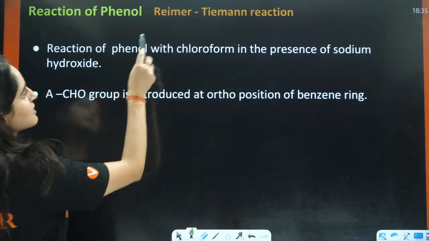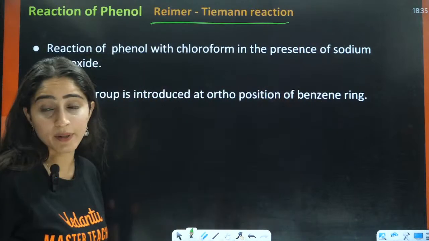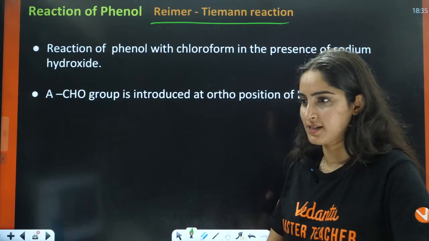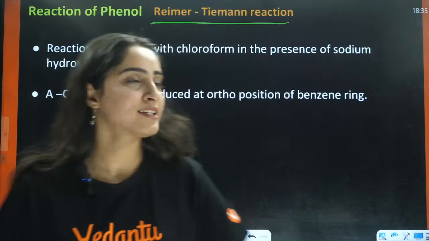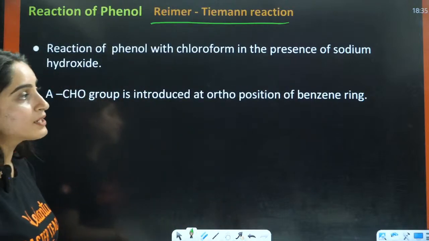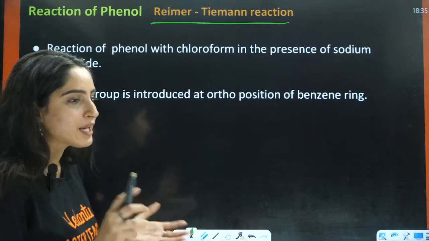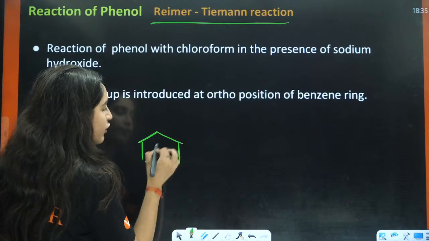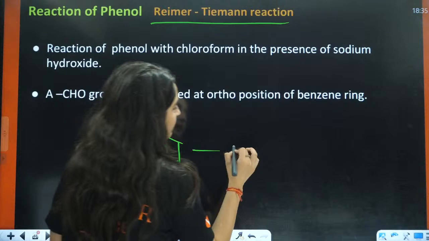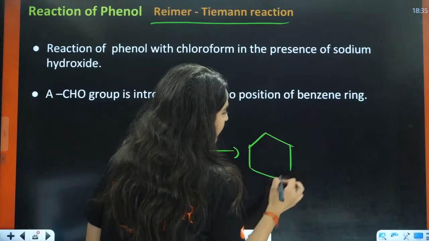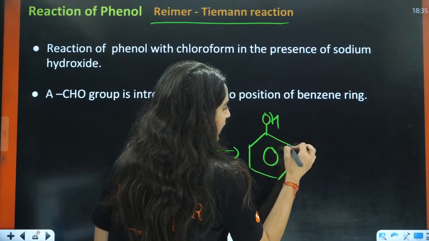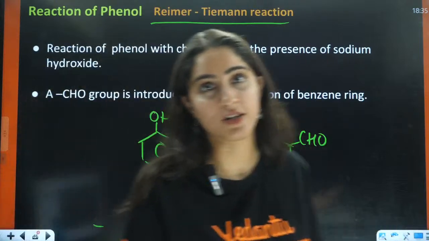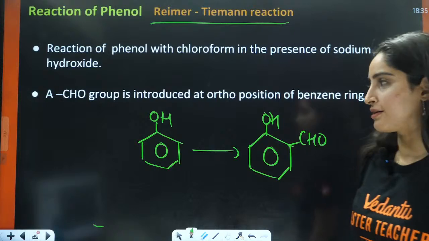Now next is the Reimer-Tiemann reaction. Now let us see the Reimer-Tiemann reaction. In the Reimer-Tiemann reaction, from phenol, we will make an aldehyde, right? We will make the aldehyde from here, that is CHO. Now, this mechanism is very, very interesting.